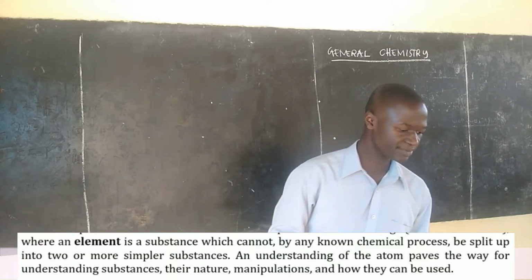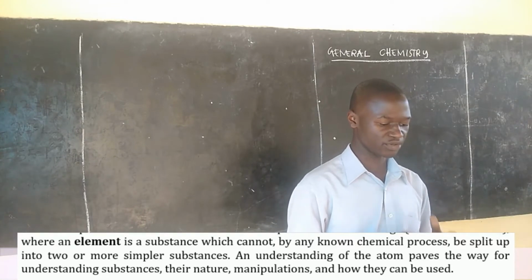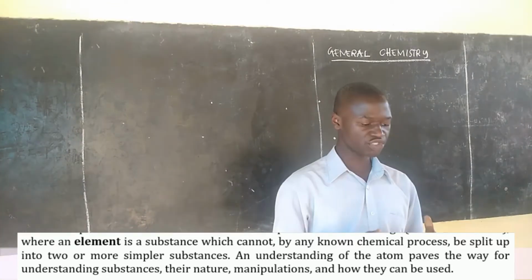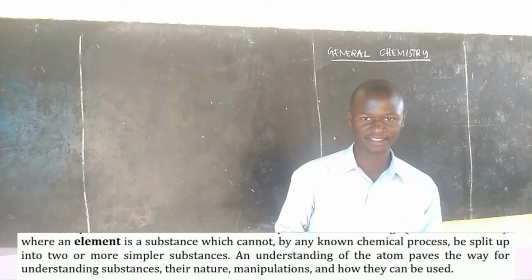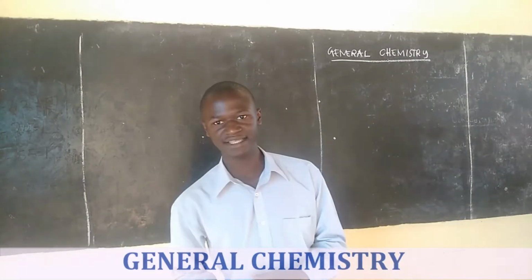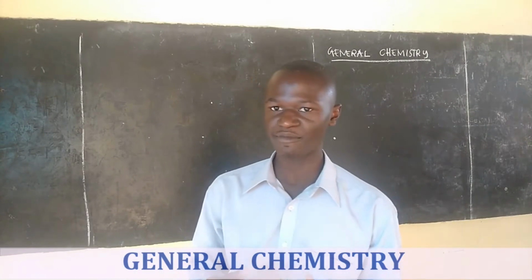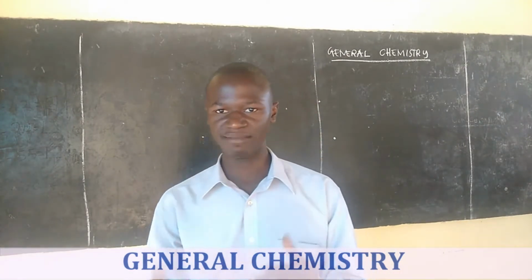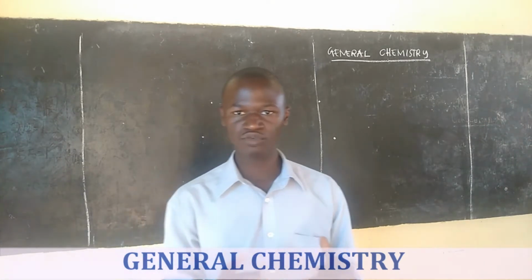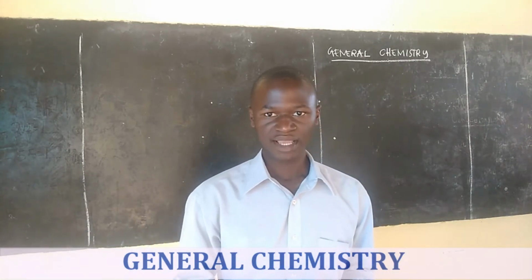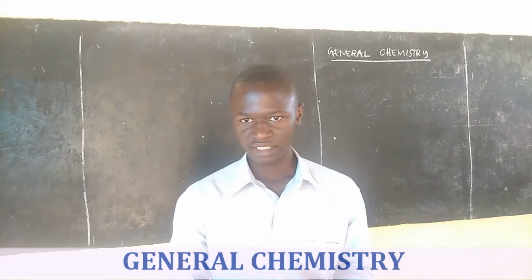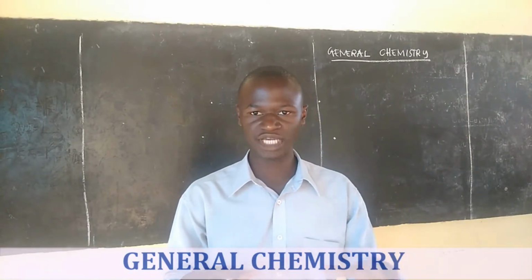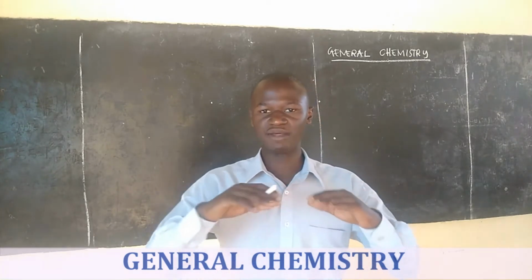An element is a substance which cannot, by any known chemical process, be split up into two or more simpler substances. So we can say that matter is made up of elements. Different matter are made up of elements. And as we know from our Form 2 chemistry, elements ziko nyingi. I know huwezi ukawa umefika Form 5 chemistry, you don't know about elements. So matter is made up of elements.